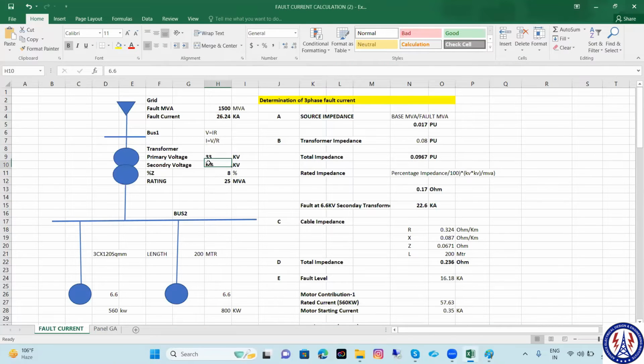So this is my transformer: primary voltage 33 kV, secondary 6.6 kV, and this is the percentage impedance, and this is the MVA rating. So first is the source impedance. Suppose I need to determine the fault current at this bus, then how many impedances are there?